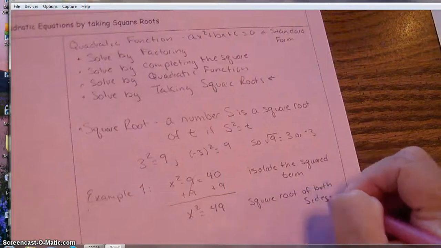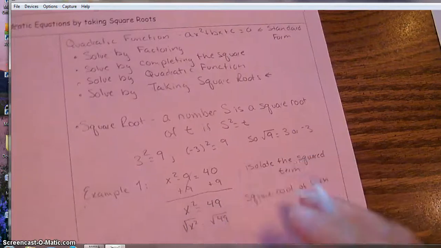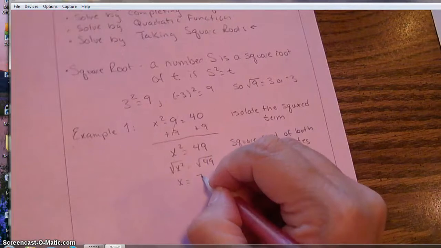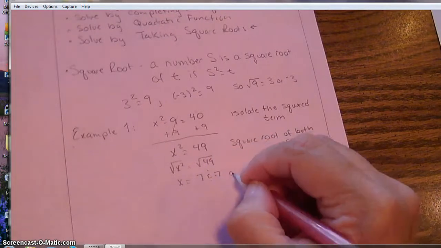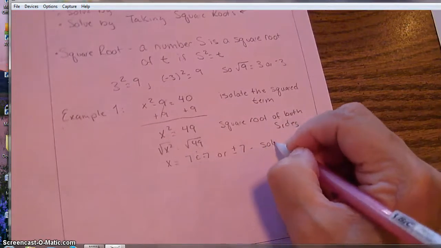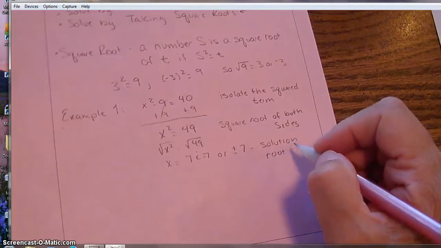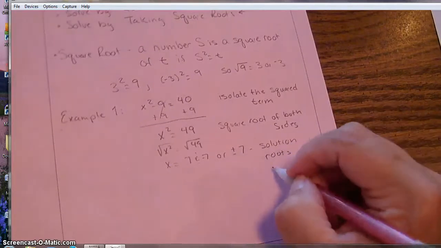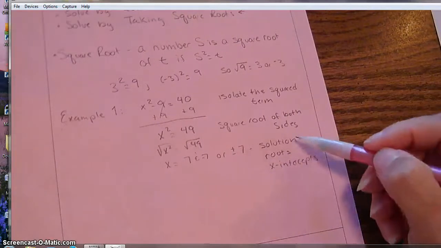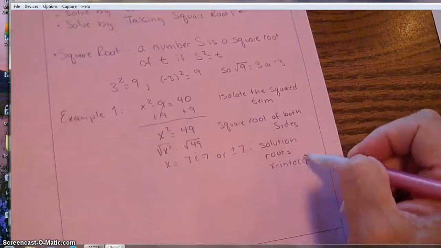Okay, so to do that, I take the square root of x squared, and I take the square root of 49. The square root of x squared is x, and the square root of 49 is positive 7 and negative 7, or you can write it as plus or minus 7. And we refer to these as the solutions to the quadratic equation. We call them the roots of the quadratic equation. We also call them the x-intercepts. So these are 3 terms that relate to the solutions to the equation. We call them solutions, roots, or intercepts.